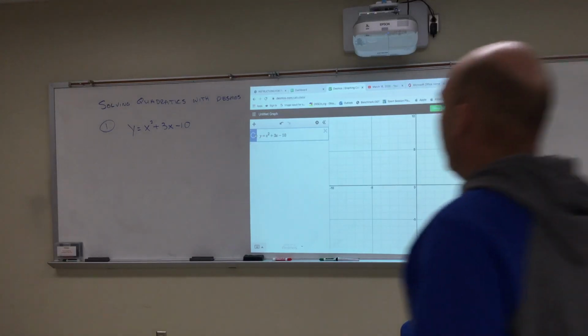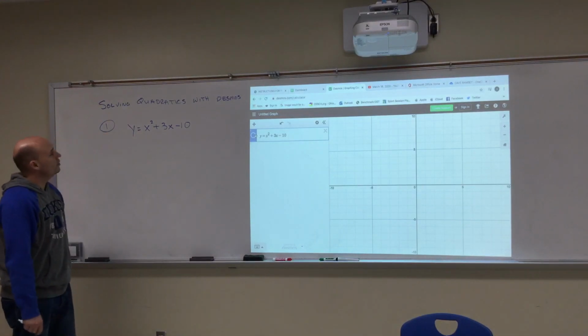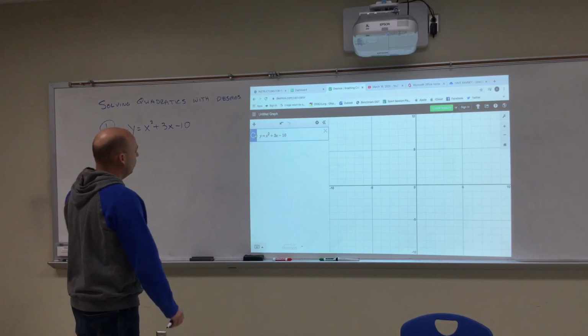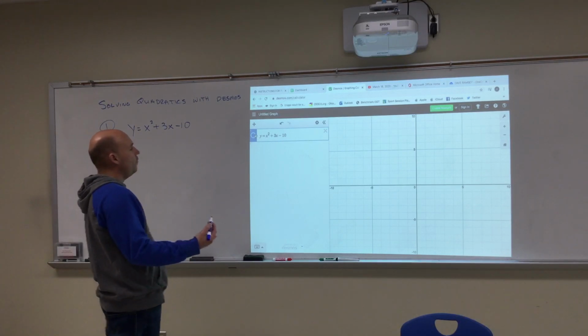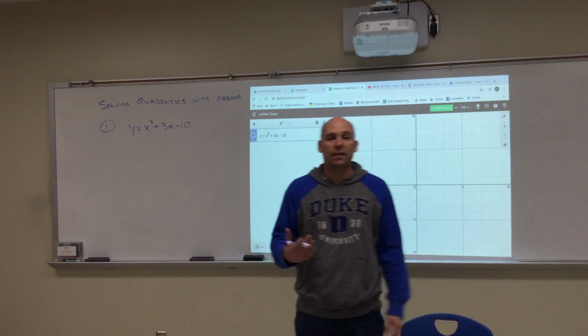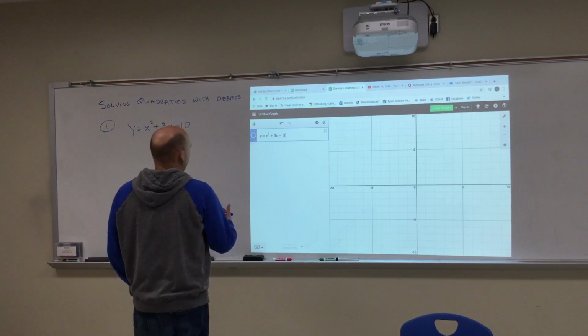Okay, Algebra 1, your assignment out of the book is going to be solving quadratics with Desmos. And this is going to be really, really easy. How this is going to work is, to solve a quadratic, when we were factoring and solving, we're trying to find where it crosses the x-axis. So with our problems here, we're not going to factor them now.